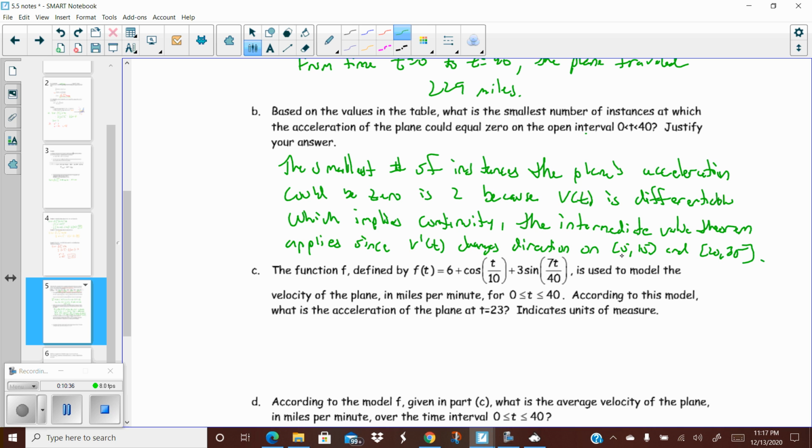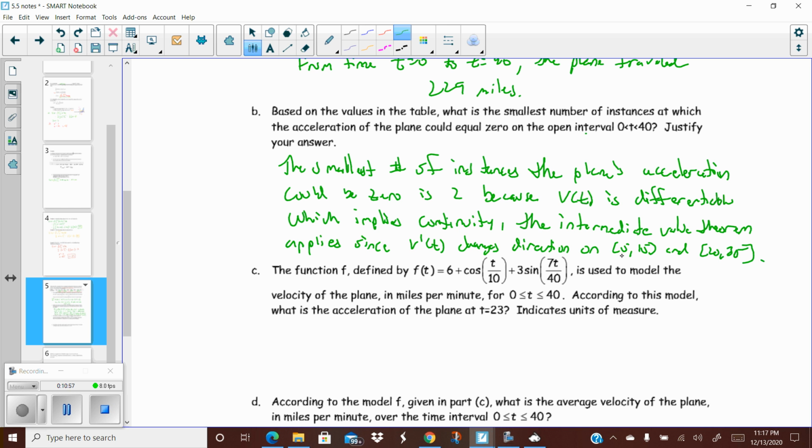All right, part C, the function f, defined by f of t equals, I'm not reading that whole thing, is used to model the velocity of the plane in miles per minute from 0 to 40. According to this model, what is the acceleration of the plane at time t equals 23? Indicate units of measure.